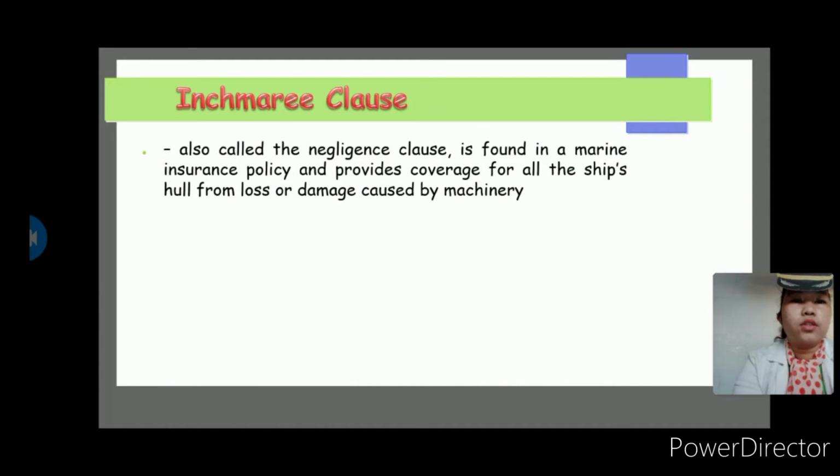So we also have the Insurer clause. It's also called the Negligence Clause. It's found in a marine insurance policy and provides coverage for all the ship's hulls from loss or damage caused by machinery.